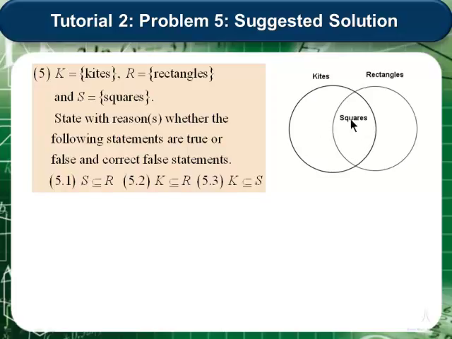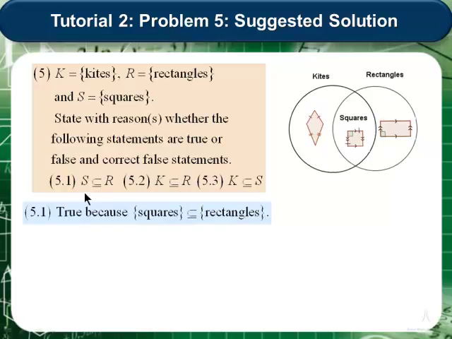Every square is a kite, every square is a rectangle, but not all rectangles are kites. It's only those rectangles that are squares that are actually kites, and it's only the kites that are squares that are also rectangles. So there are certain kites that are not squares, certain kites that are not rectangles, and in the same way there are certain rectangles which are not squares as well. If we take all these statements, let's give some examples.